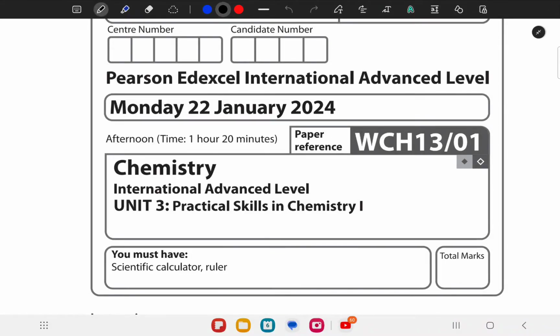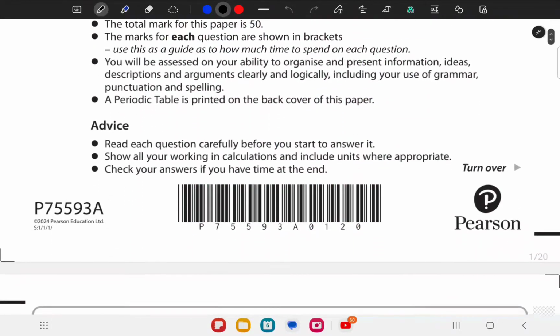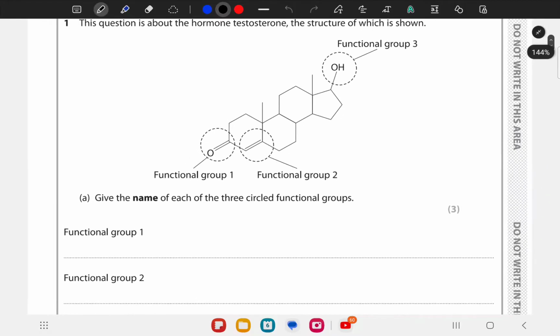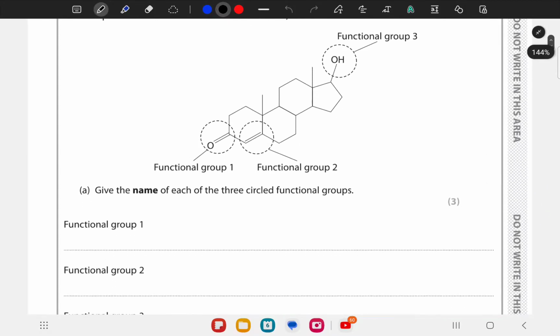Welcome to Mathematics. Today we'll be solving the Pearson Edexcel IAL Jan 2024 paper of Chemistry Unit 3. In question 1, we have to name these three functional groups.